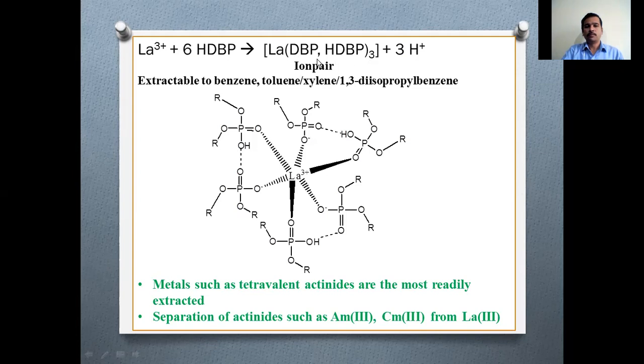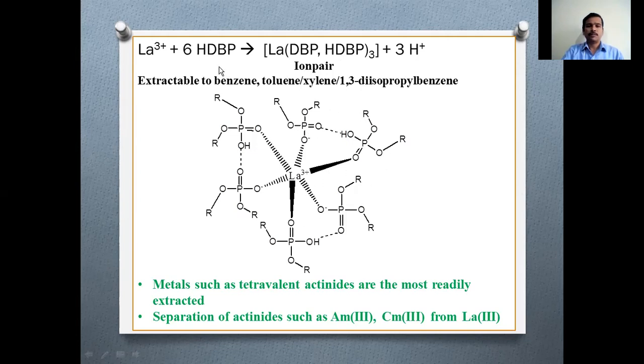So dibutyl phosphoric acid, di-2-ethyl hexyl phosphoric acid, any reagent you can use here. So this is an ion association complex structure, and this is extractable into either benzene or toluene, xylene, or 1,3-diisopropyl benzene. So you take the aqueous sample solution having a lanthanum ion, you treat with the excess of HDBP, and you extract by using either toluene or xylene etc. The ion association complex in this form will be extracted into the organic solvent.